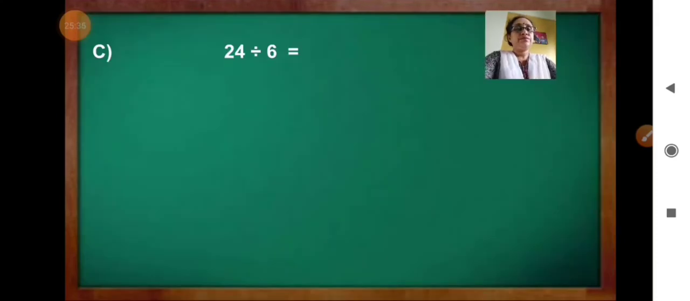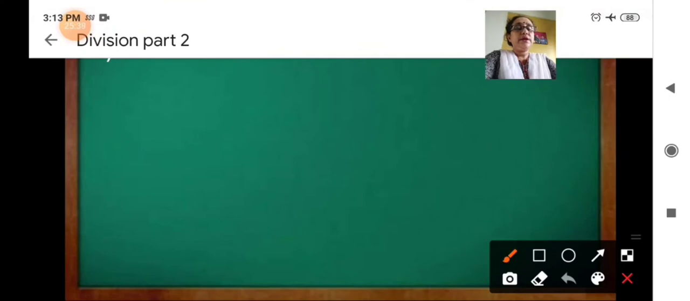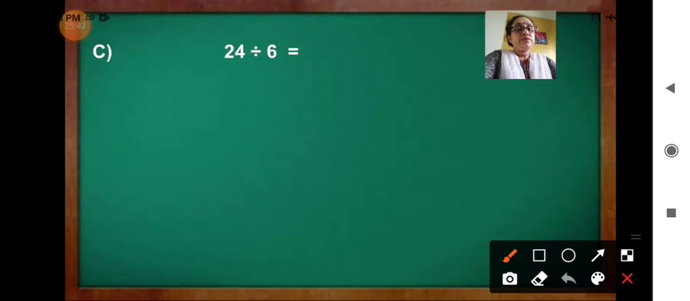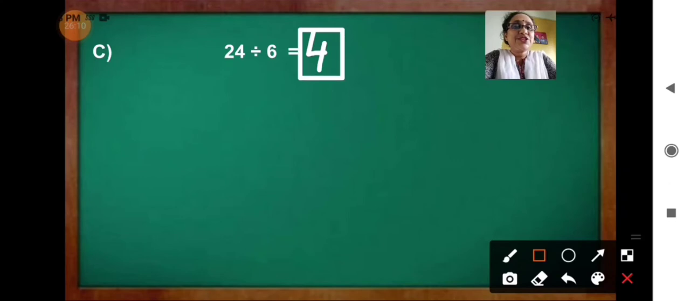Now question C. 24 divided by 6. Now what you have to do? Say the tables of 6. How much did you get? How many times? 6 fours are 24. So after multiplying 6 fours are, we are getting 24. And here 24 divided by 6. 4 is the quotient. Okay.